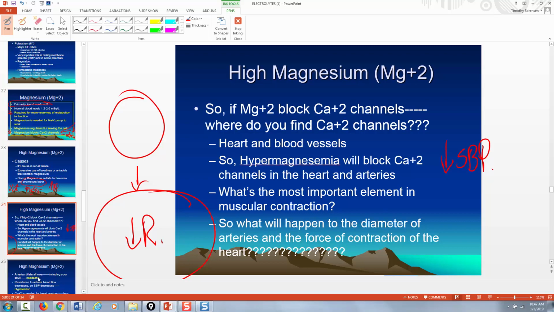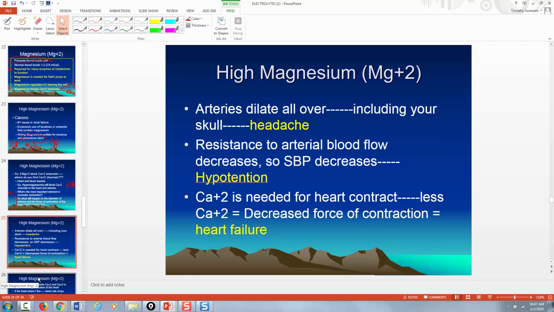Also, the arteries that line your skull will dilate. So that means more blood is going to be going to those arteries in the skull. And one of the side effects of high magnesium is a pounding headache.